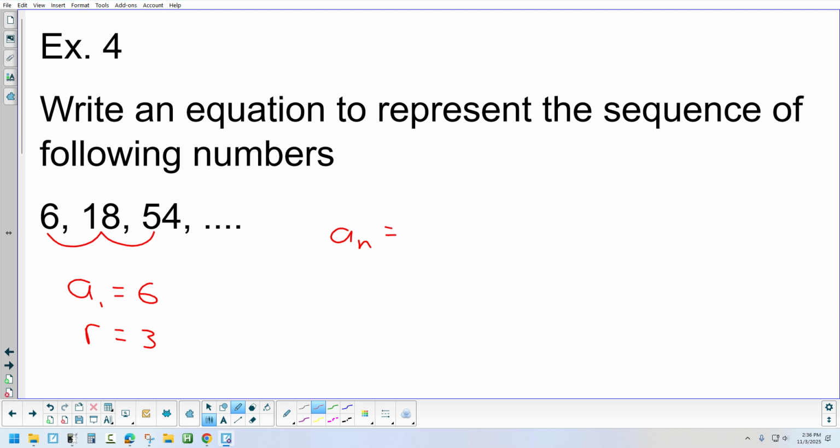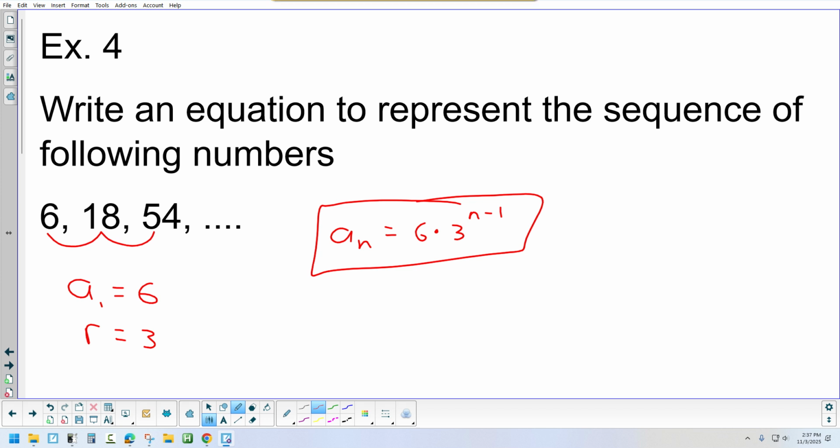So to write my formula for those numbers, it would be a sub n equals, what would come right after the equal sign? Yep. 6 times, and what would come right after the times? 3. And then what do we have to make sure we put as an exponent on the 3? Yep. N minus 1. It's always n minus 1. Perfect. And that's what they're looking for in example 4. Okay. So that's geometric sequences.